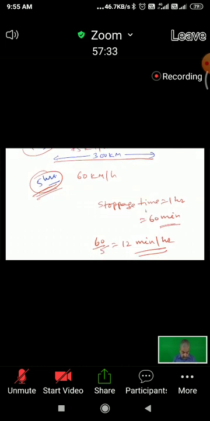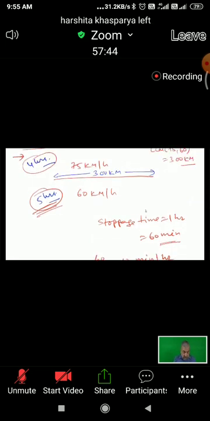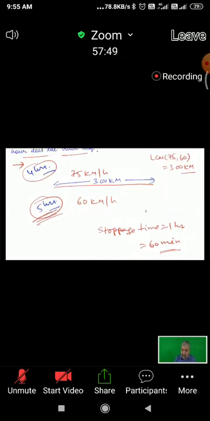Please write. Srishti Sakti and Abhishek Kumar, to travel 300 km with a speed of 75, time taken will be 300 by 75, that is 4 hours. And for traveling 300 km with a speed of 60, time taken will be 300 by 60, and this is 5 hours. Here I have written 300 by 75, that is 4 hours.